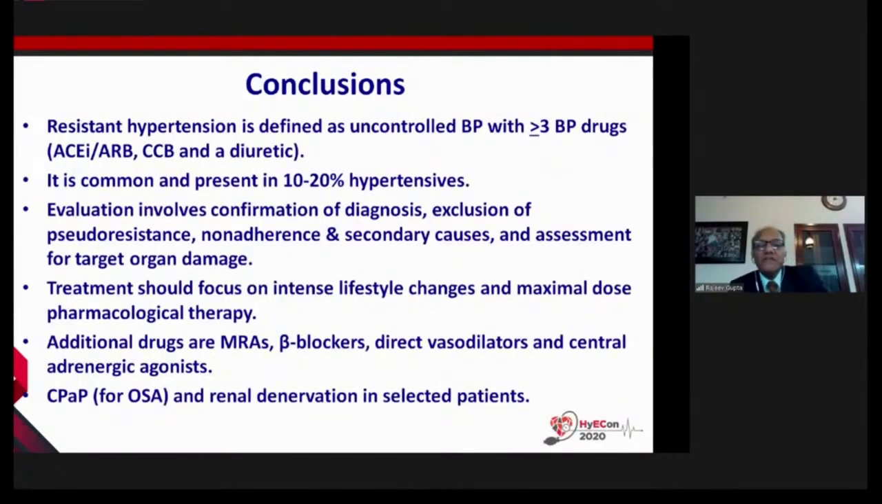So friends, my conclusion: resistant hypertension is defined as uncontrolled blood pressure with more than 3 drugs. It is very common in secondary and tertiary care levels of hypertension practices, almost 20%. In primary care, about 10%. We need evaluation to confirm the diagnosis. The treatment should focus on lifestyle changes and maximal dose pharmacological therapies. We have new drugs, but then we need a judicious approach to advocate CPAP therapies for sleep apneas, and renal denervation therapies in selected patients.